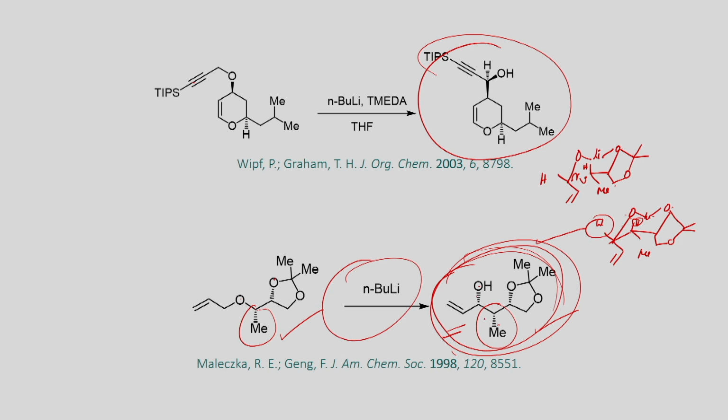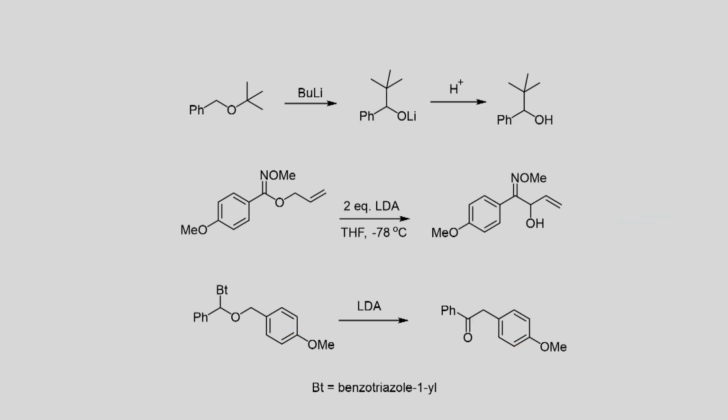And you can see here the stereochemistry of this chiral center can be retained. This is a very useful reaction. Now here some more examples are shown. Here you have the benzyl and alkyl tertiary butyl ether. When you react with n-butyllithium, as we have just seen, you can deprotonate this one and form the radical, it migrates here and you will be able to get this compound. And when you do the workup, you will be able to get this alcohol.